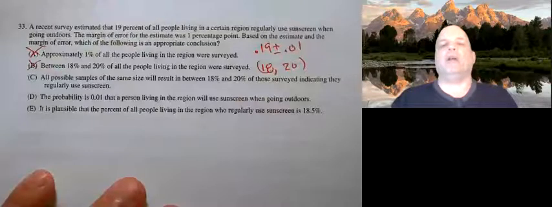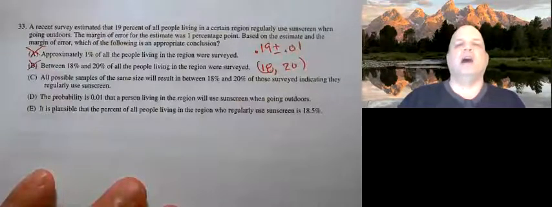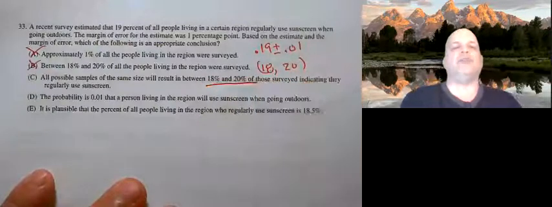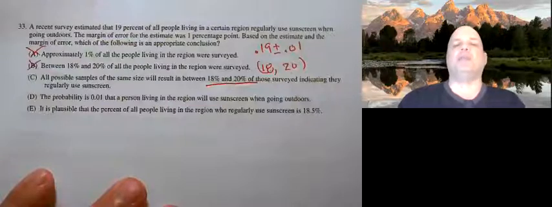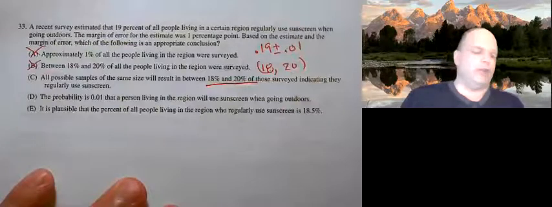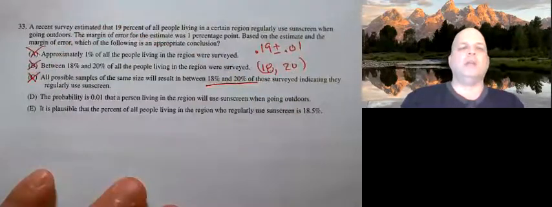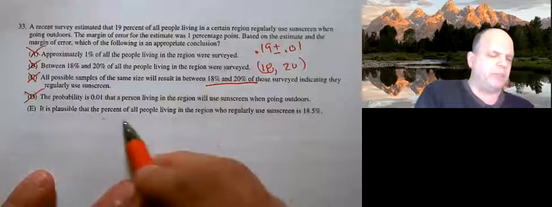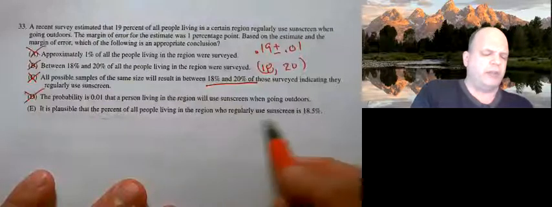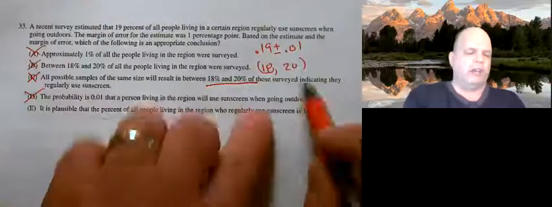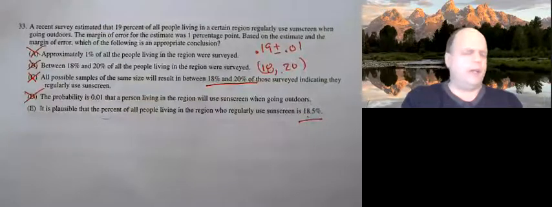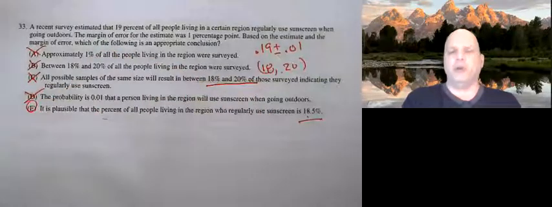We're 95% confident, or whatever, confident that the true population proportion regularly use sunscreen. All possible samples of the same size will result. No. We can't have confidence in the endpoints. All possible samples of this size, we believe will capture the true population. The probability, we don't like probability when we're talking about confidence intervals. It is plausible that the percent of all people living in the region who regularly use sunscreen is 18.5%. And yes, 18.5 lies within that interval, so that is plausible. It may or may not be the answer, but it is definitely plausible. And because it's plausible, that is the only true statement that we have for this one.